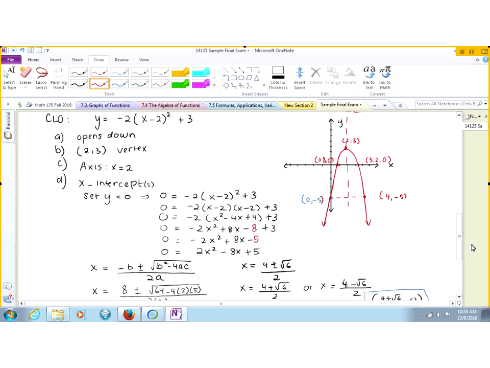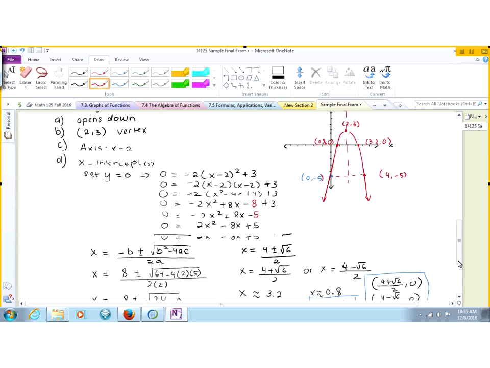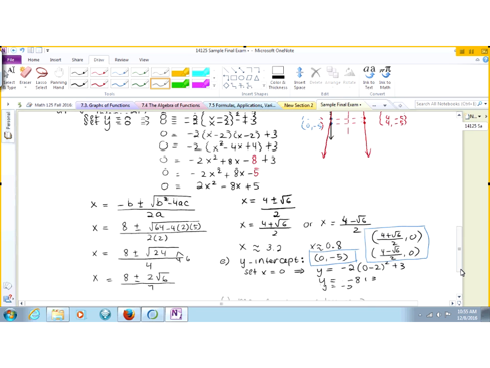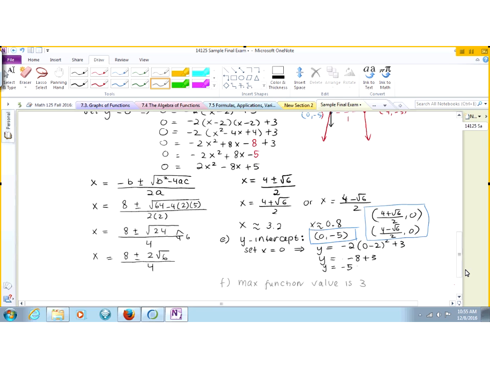Now, does the function have minimum or maximum? Okay, what is the maximum function value? Yeah, so maximum function value is 3. Yeah. Hooray! 11 points for you guys.